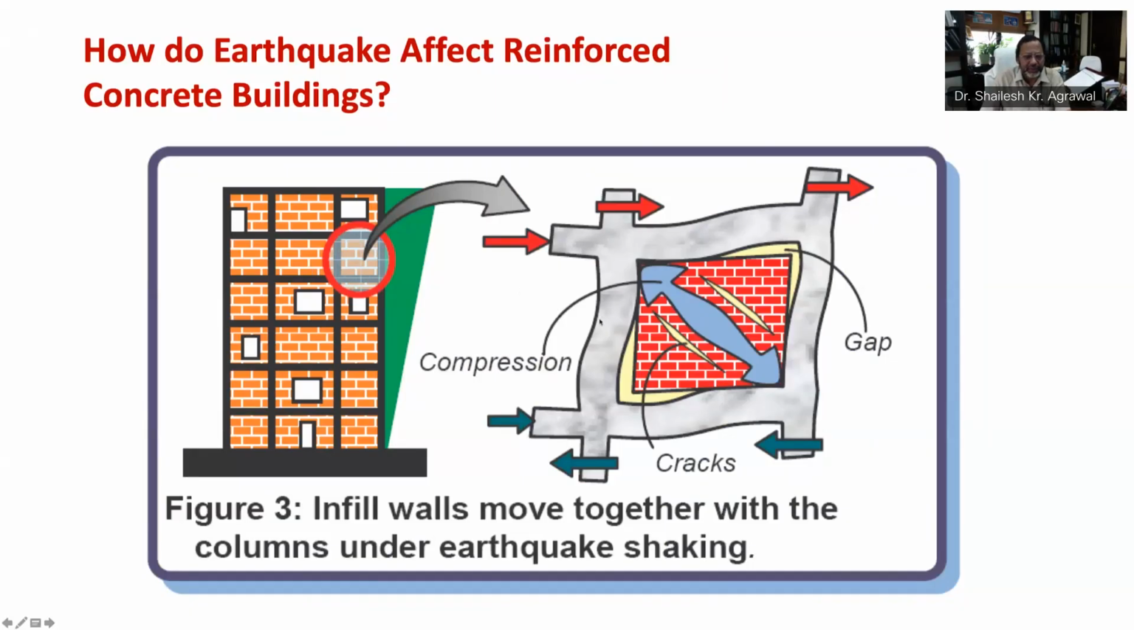As you can see in this figure 3, when columns receive horizontal forces at floor level, they try to move in horizontal direction, but masonry walls tend to resist this movement. Due to heavy weight and thickness of these walls, they attract rather large horizontal force.